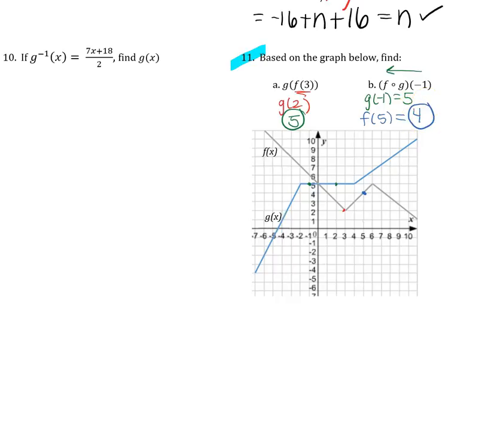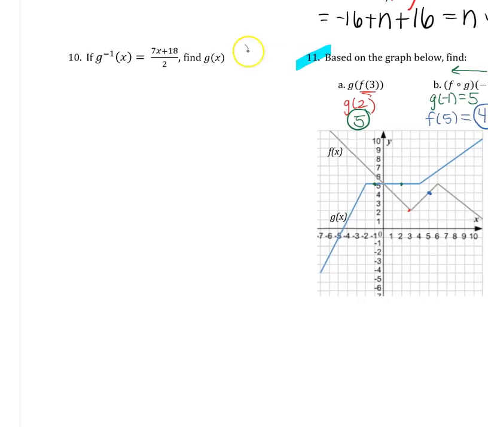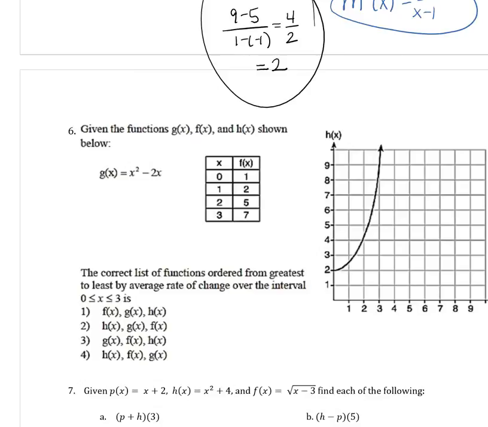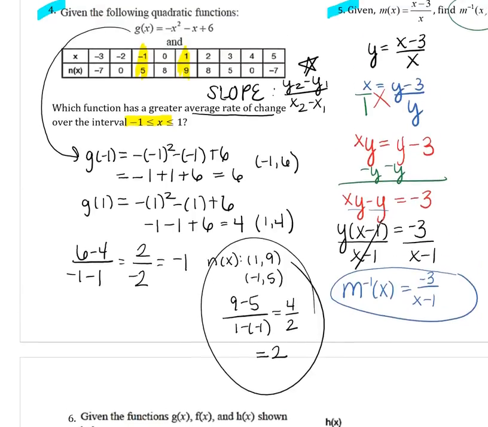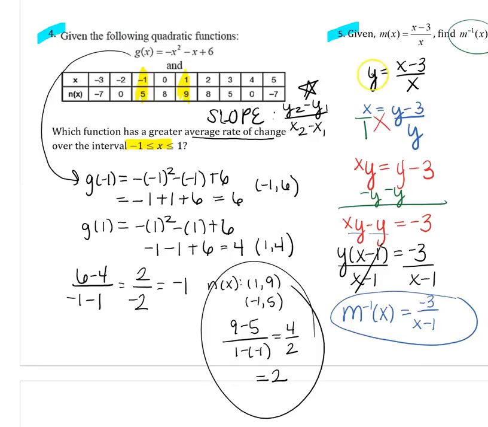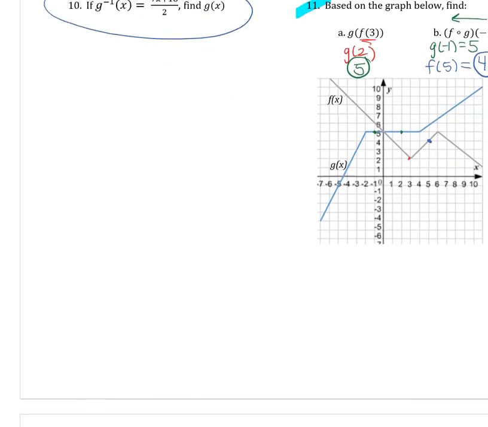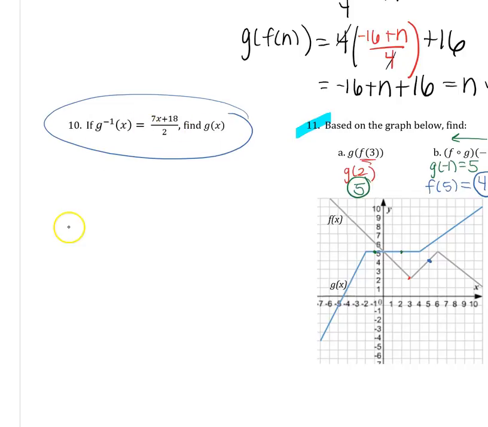Now, one more thing before I turn this off is just note how number 10 is worded. If I give you the inverse and I want the original, it's the same thing that we did up above in problem 5. You just rewrite the inverse as y, switch x and y, and then your final answer wouldn't be an inverse, it would be the original. So what I mean is the answer that you would end up having isn't g inverse of x because they gave you g inverse. Your answer would be g of x equals. So it's the same process. Okay? Good luck.